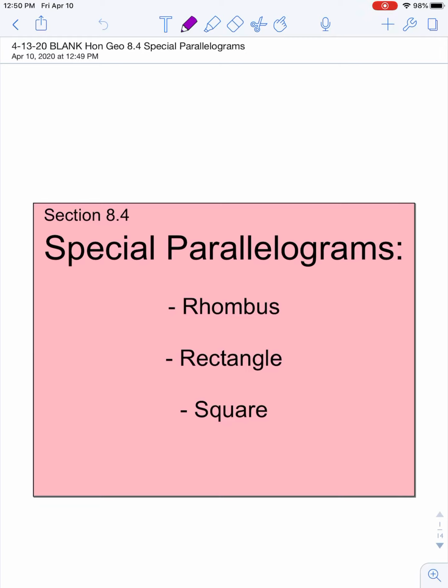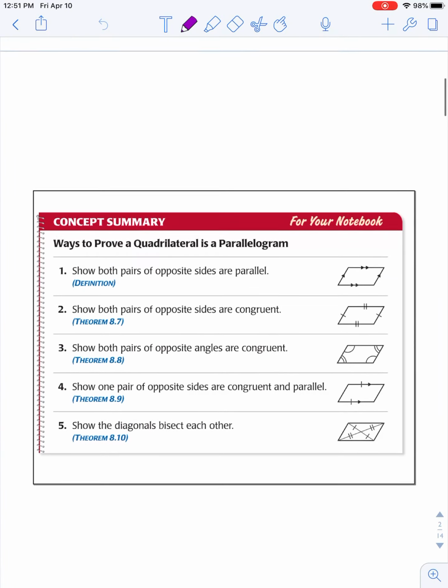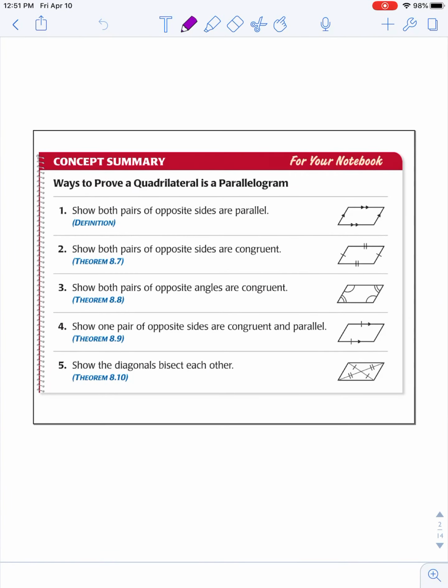So with these special parallelograms, rhombus, rectangle, and square, keep in mind that they will have all the exact same properties of every other parallelogram. They just have a few specific features, and so they're just more specific types of parallelograms. So here again, this is just a review. Remember, these are all the ways that you could show that a quadrilateral is a parallelogram. Hopefully you were able to understand this and perform well on the quiz that you did.